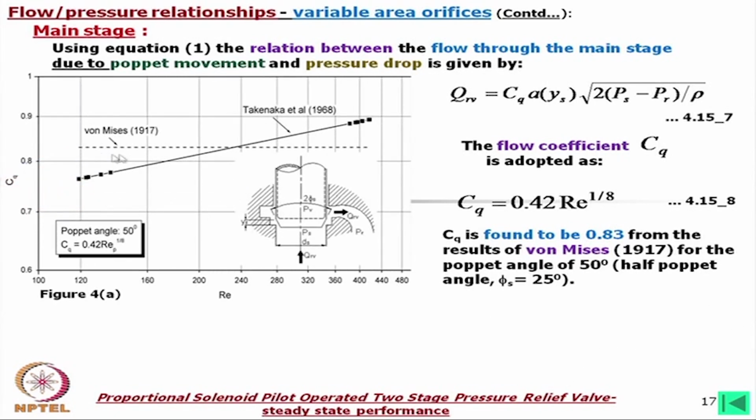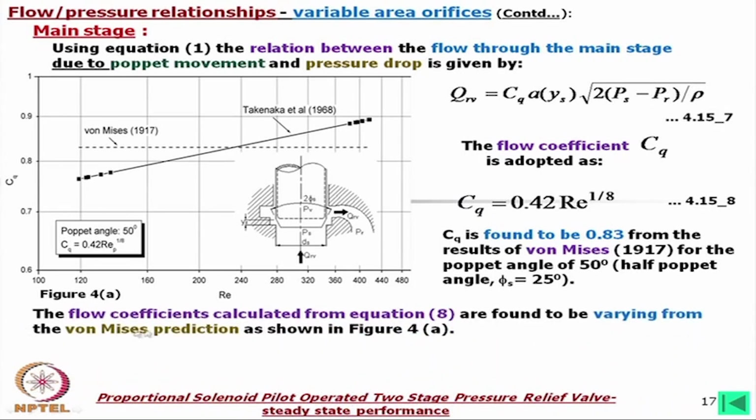Von Mises proposed in 1917 that this would be the coefficient of discharge. What we have given is the flow coefficient, whereas in this type of valve we normally find a result like this. So Takenaka, a Japanese scientist, in 1968 proposed this formula, and so the flow coefficient value can be calculated using this formula.